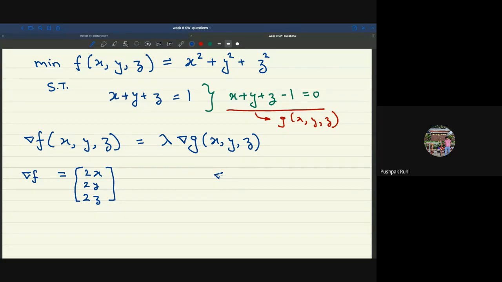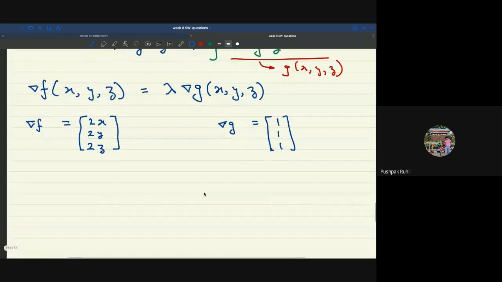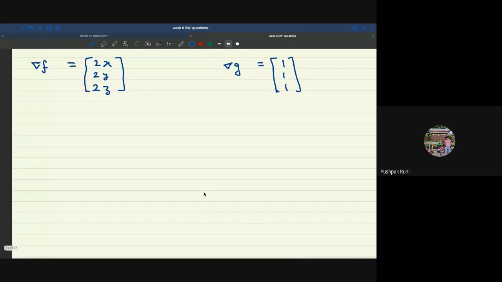Similarly, the gradient of your g function, yeah, I've mentioned that this is your g function, would be 1, 1, and 1. Okay, so this is what we have. Now we can simply equate it using the Lagrange equation.